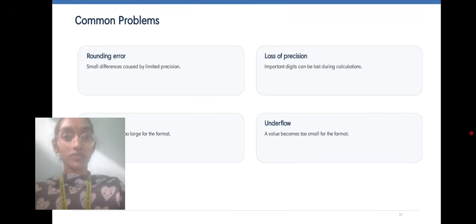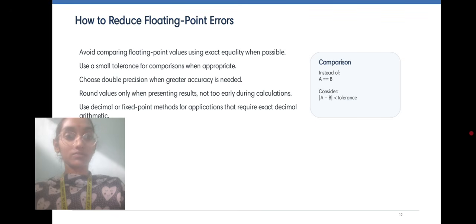Common problems. Rounding error. Small differences caused by limited precision. Loss of precision. Important digits can be lost during calculations. Underflow. A value becomes too small for the format.